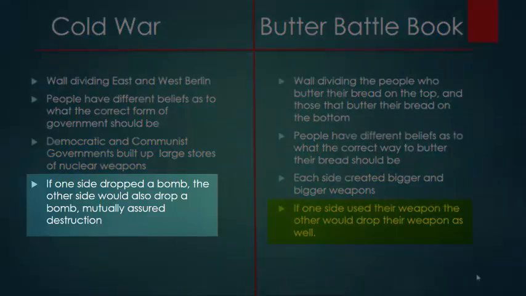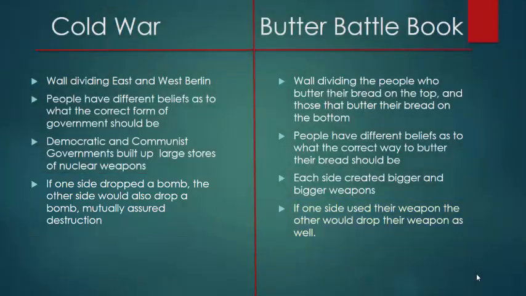In the Cold War, if one side drops the bomb, the other side would drop a bomb, which is called mutually assured destruction. And in the Butter Battle Book, if one side uses the weapon, the other would drop their weapon as well. So the comparisons go together perfectly, and your students will get a lot from this. You can also have a conversation about Dr. Seuss's opinion on the Cold War, what they believe it was based upon this book, and why they think it was banned in the first place.